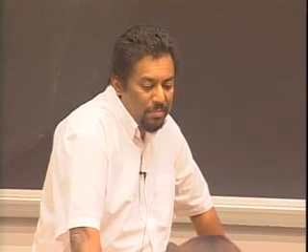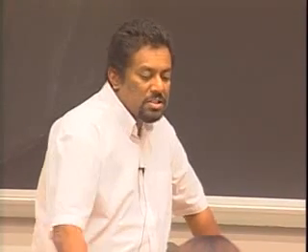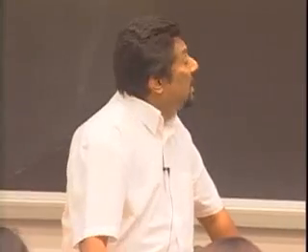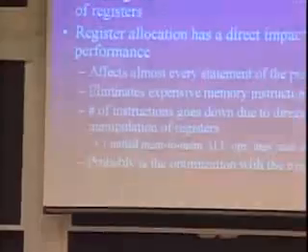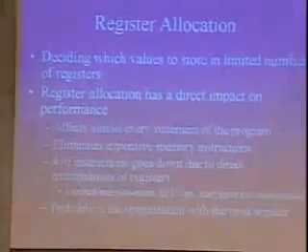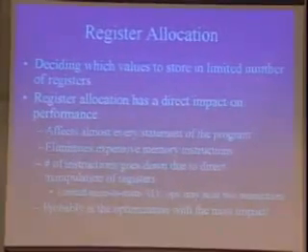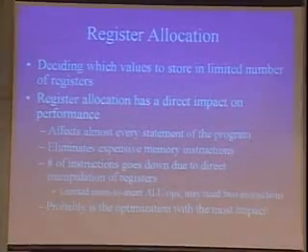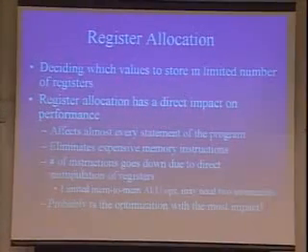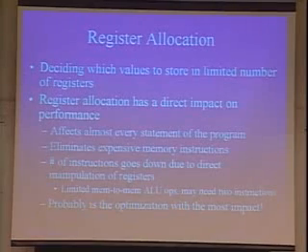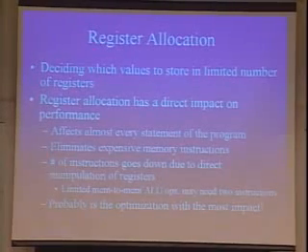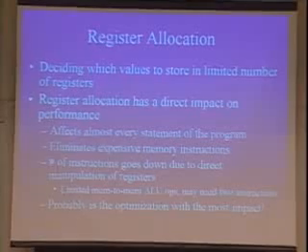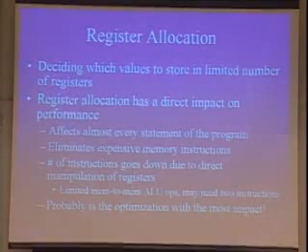So why is this very important? Because register allocation has a very direct impact on performance. More than any optimization you guys did, this probably has the highest impact because it affects almost every statement of the program. Because in every statement you're dealing with values. You are taking some values, doing some operations, storing values. And if things are in registers, it eliminates some very expensive memory operations.